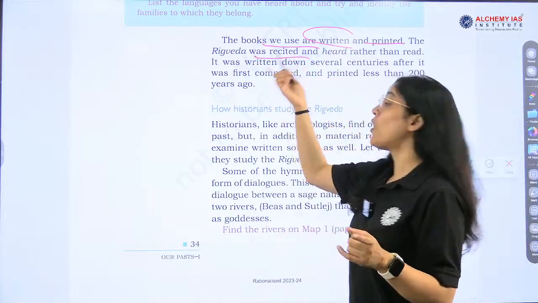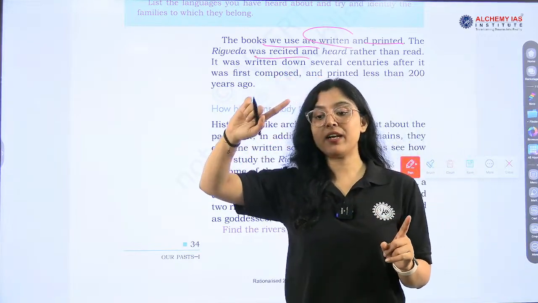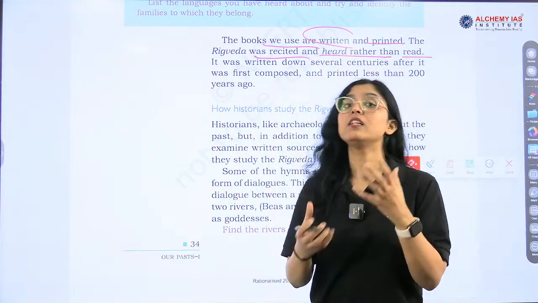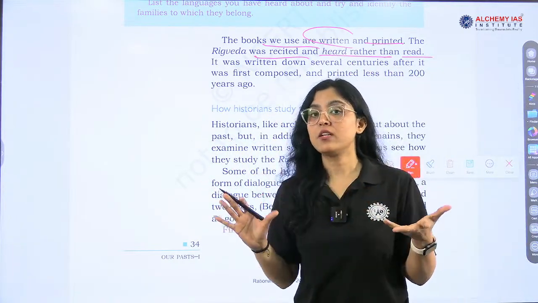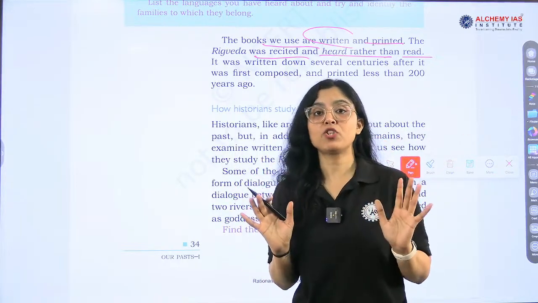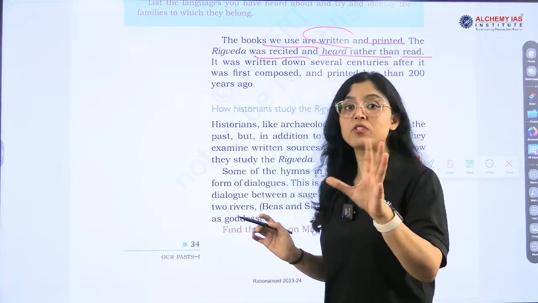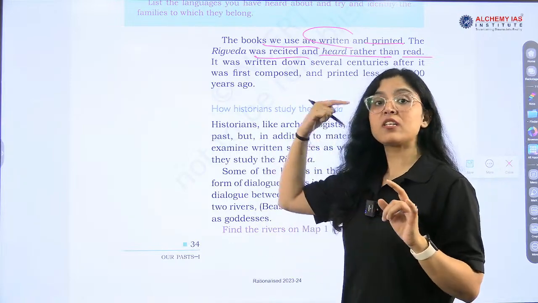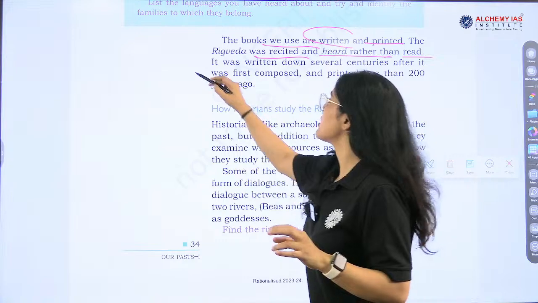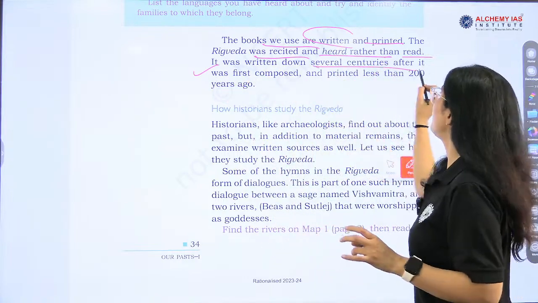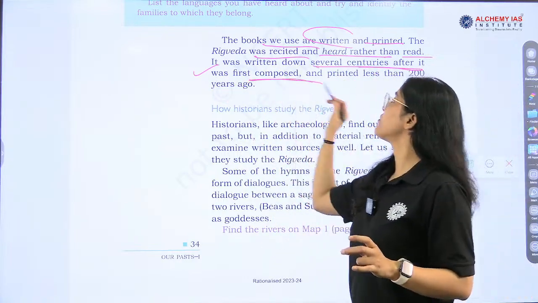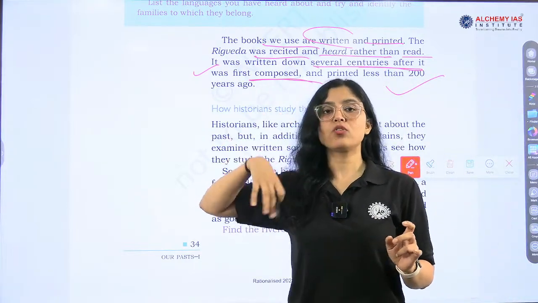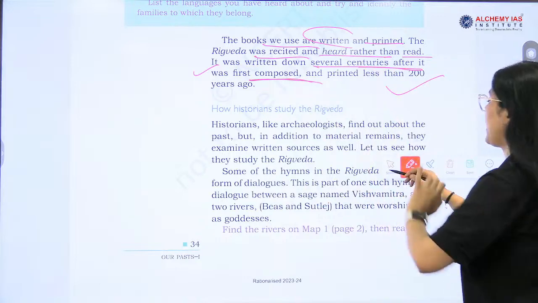Rig Veda was recited. Remember this very clearly. Rig Veda was recited and heard rather than read. It was not written. When the Rig Veda was composed, it was not written or read, right? It was recited and heard. This was the system. It was written down several centuries after it was first composed and printed less than 200 years ago. So this is the time period, right?